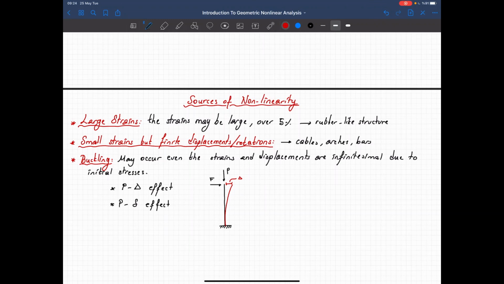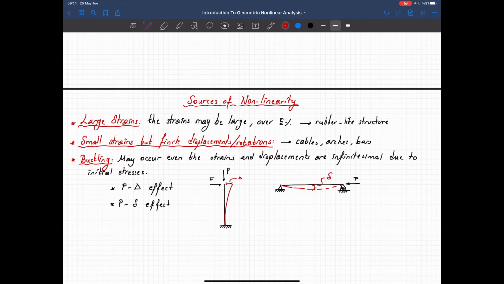We also have the P small delta effect, and for that we use a simply supported beam. You may have some loading on it, and due to that loading you will see a bending deformation like that. That's small delta. And P times small delta, again the small delta could be very small, but P could be very large, and P times small delta may generate large secondary moments. So this effect is called the P small delta effect.